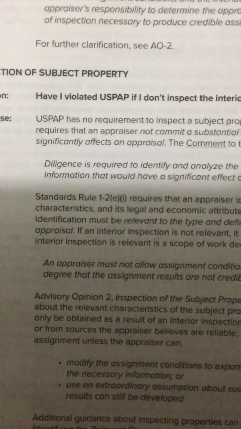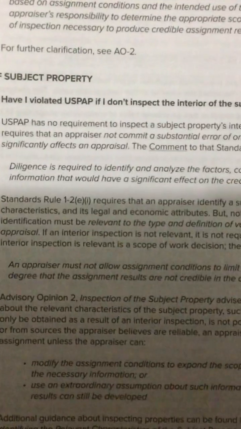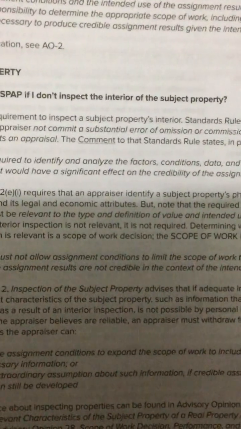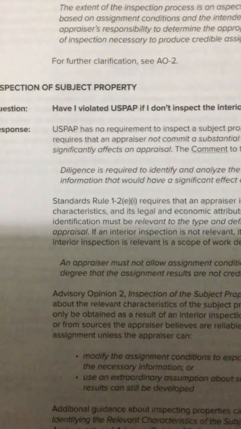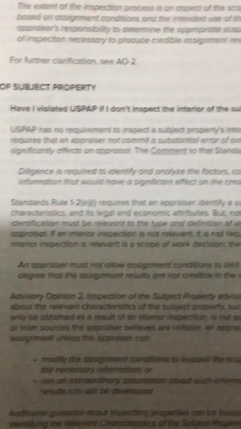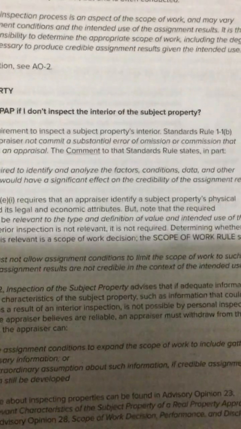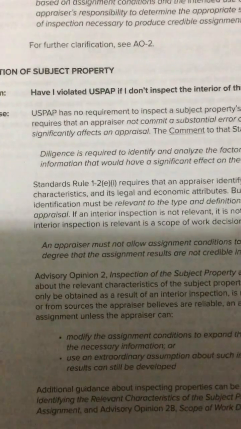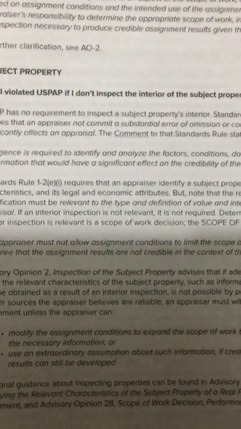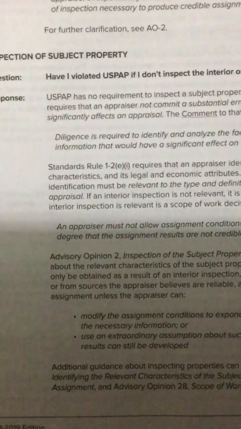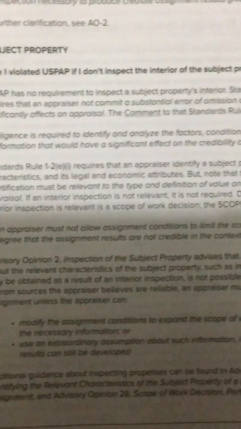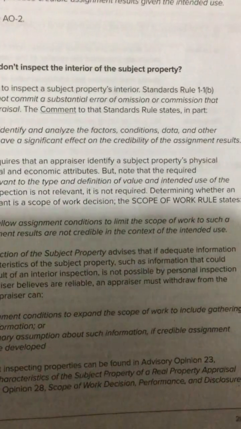If an interior inspection is not relevant, it is not required. Determining whether an interior inspection is relevant is a scope of work decision. The scope of work rule states, an appraiser must not allow assignment conditions to limit the scope of work to such a degree that the assignment results are not credible in the context of the intended use.